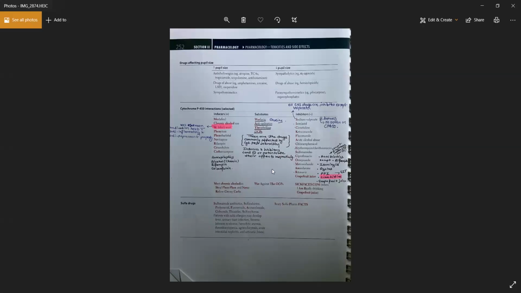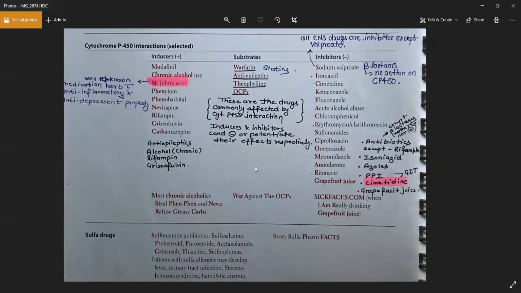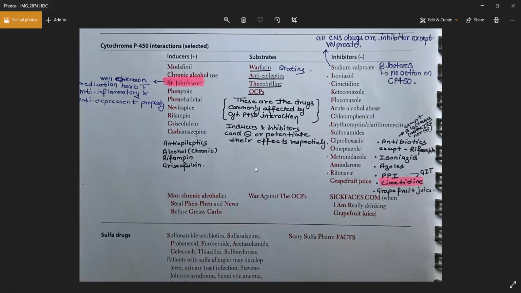Then we need to know about the cytochrome P450 interactions. Most important thing. Step 1 will give you a drug and another drug, and they will ask what is going to happen to the concentration of the given drug. Also, they will give you 2 drugs and ask whether therapeutic failure or toxicity is going to occur. So you need to know which drugs inhibit and which drugs activate the cytochrome P450.